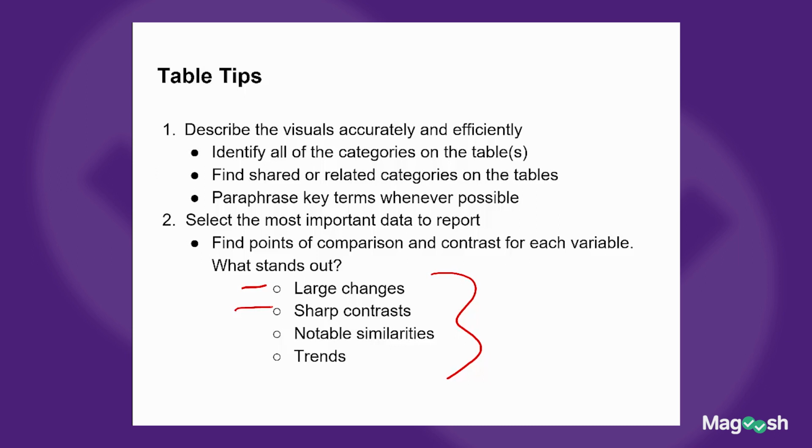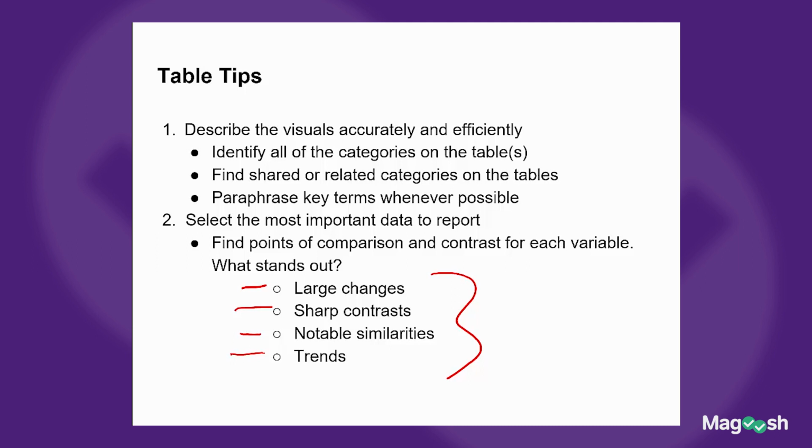Similarities, things that are strikingly similar. We already saw in our tables that many of the earthquakes occurred in the state of California. That's a similarity among those quakes, and that could be a noteworthy thing to talk about in your response. So what are the striking similarities? Are there trends you notice? For example, are earthquakes more expensive in one region of the world compared to the other?